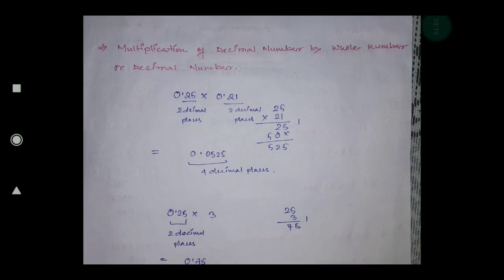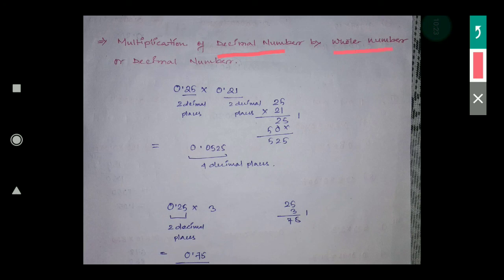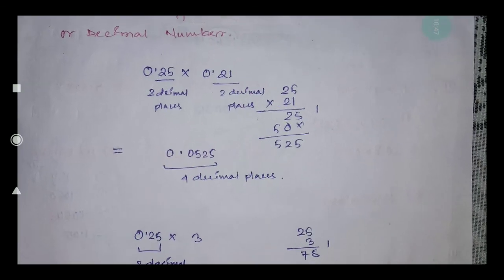Now the next case is multiplication of a decimal number by a whole number or a decimal number. That means one number has a decimal point, and the other may be a whole number like 1, 2, 3, 4, 45, 25, where there is no decimal point, or it may be a decimal number. If you have to do the multiplication like this, how will you do it? For this you have to understand this one.